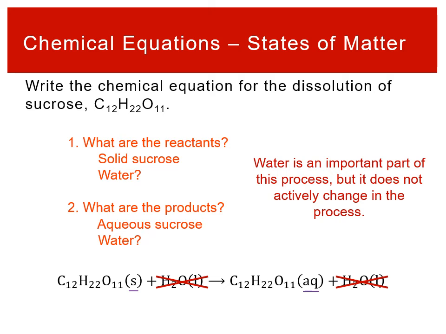We never want to have any substance show up as both a reactant and a product in any chemical equation. If you write a chemical equation and you have the same substance as both a reactant and a product, that is a problem. That is not a correct chemical equation.